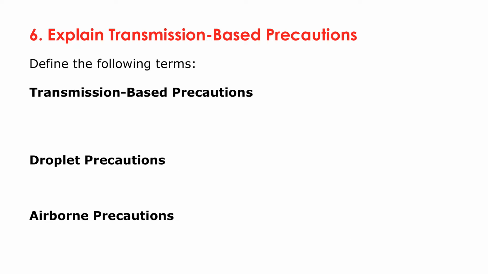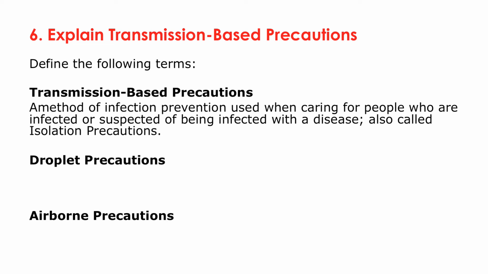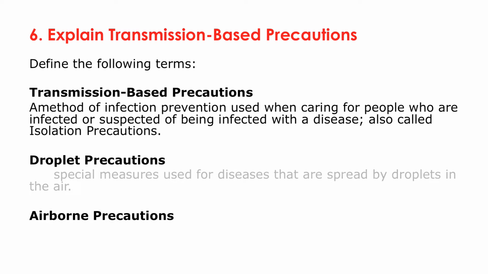All right, 3 more definitions: the transmission-based precautions, droplet precautions, and airborne precautions. Transmission-based precautions are a method of infection prevention used when caring for people who are infected or suspected of being infected with a disease, also called isolation precaution. Droplet precaution, on the other hand, is a special measure used for diseases that are spread by droplets in the air. And how do droplets occur? If somebody sneezes, okay? Next thing is airborne precaution.